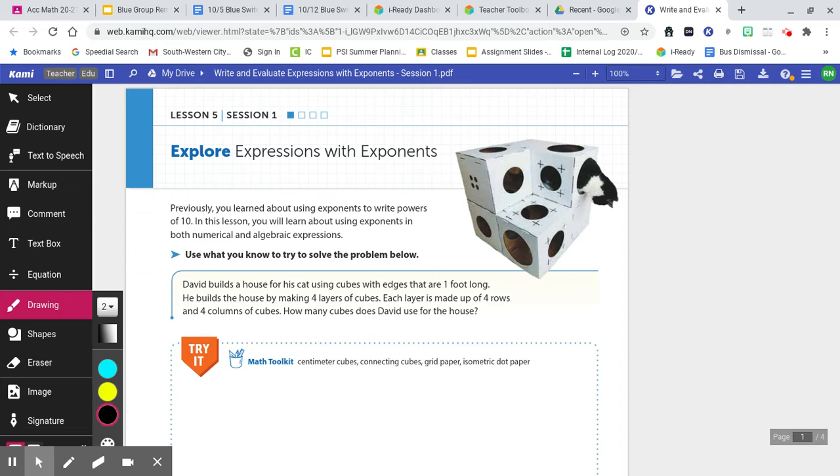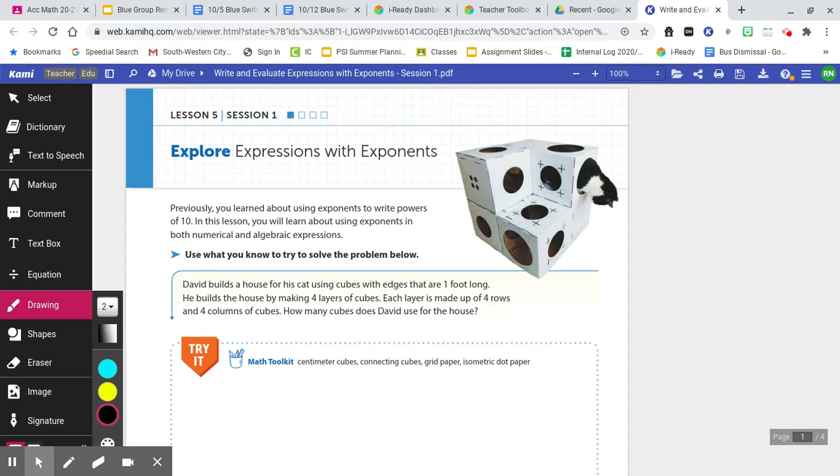Previously, you learned about using exponents to write powers of 10. I think you did that in 5th grade. In this lesson, you will learn about using exponents in both numerical and algebraic expressions. Remember, numerical is with the numbers like 2 plus 3, 5 plus 7. Algebraic throws in a variable, has a letter like 5 plus n or 2n plus y. Those would be algebraic expressions. So we're going to learn how to use exponents in both of these types of expressions.